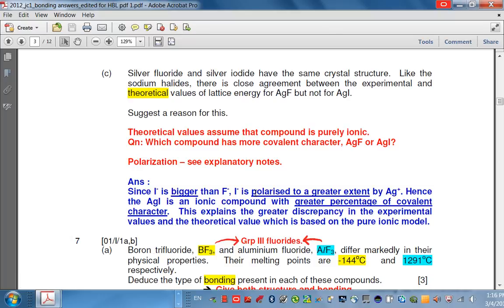Okay, so now if we look at part C, the reason why silver iodide has a larger amount of covalent character is simply because iodide is bigger than fluoride. In other words, iodide is more easily polarized by fluoride, and hence silver iodide will have greater covalent character. That's why the experimental and the theoretical values are more different.